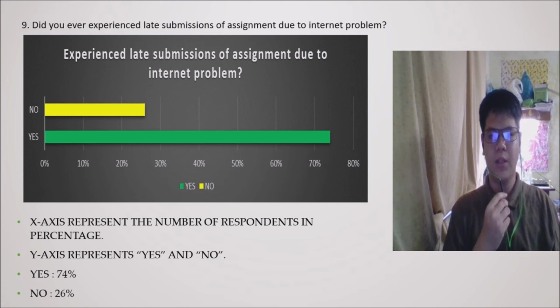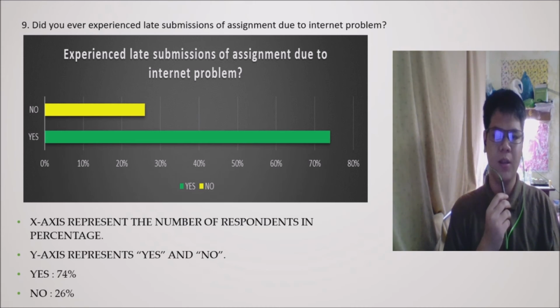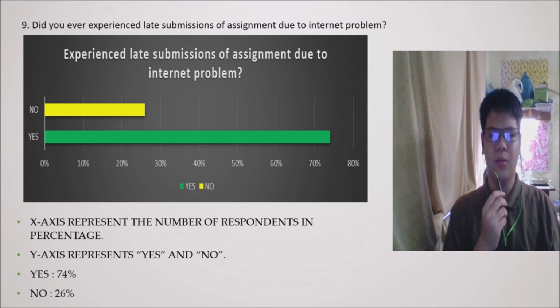This bar graph shows respondents who experienced late submission of assignments due to internet problems. The x-axis represents the number of respondents in percentage, while the y-axis represents yes and no. In this graph, we can clearly see that yes is the more frequent experience of the respondents. Meanwhile, the option of no is significantly lower than yes, with yes at 74% and no only 26%. In conclusion, the majority of students have experienced late submission of assignments due to internet problems.